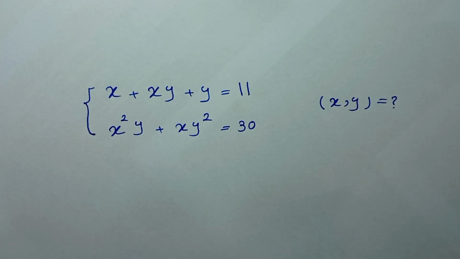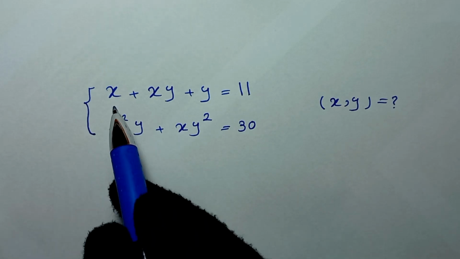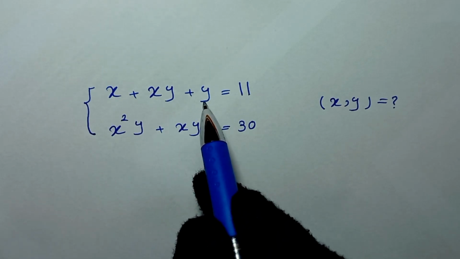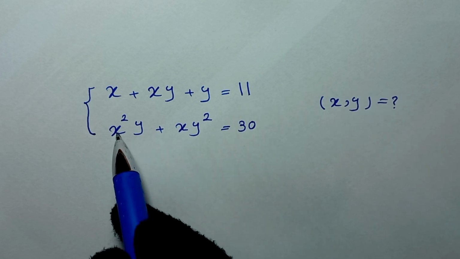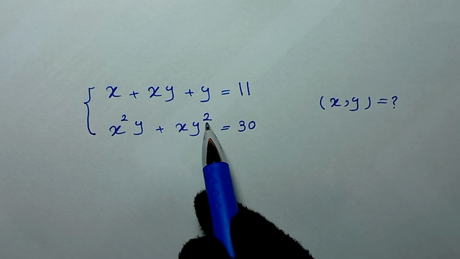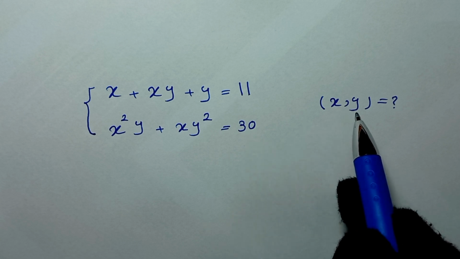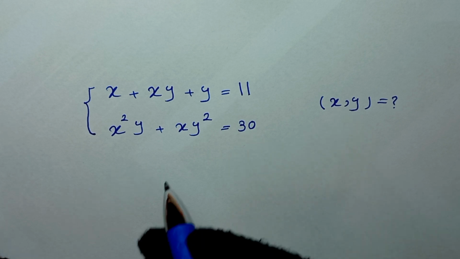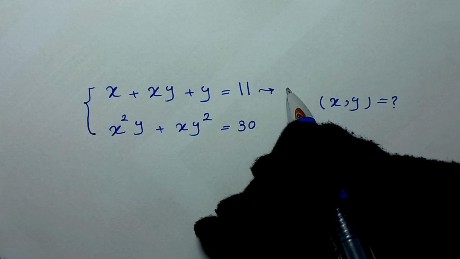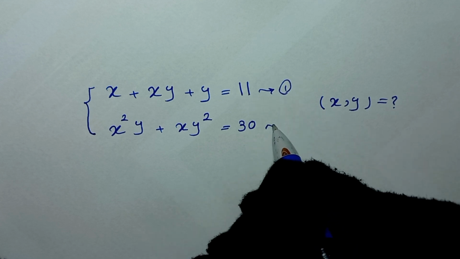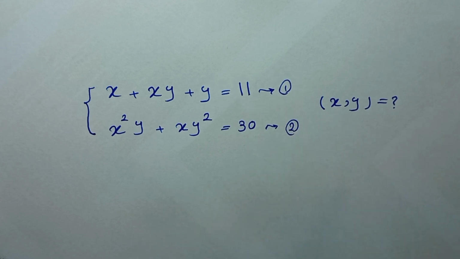Hello my friends, you're welcome to solve this math problem: x plus xy plus y is equal to 11 and x squared y plus x y squared is equal to 30, to find the values of x and y. In the first step, we start by letting this be equation 1 and this be equation 2.